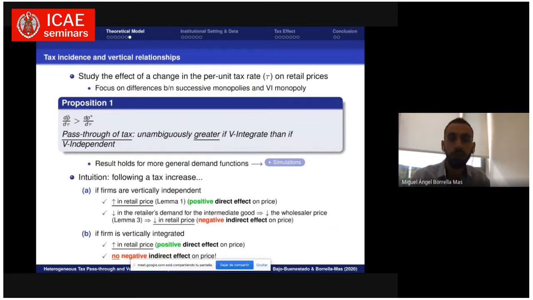Basically, following a tax hike, if firms are vertically independent, we have a positive direct effect on the price, because there is an increase in the retail price by Lemma 1, but we also have a negative indirect effect on the price. It's because the decrease in the retailer's demand for the intermediate goods leads to a decrease in the wholesaler price. When firms are vertically integrated, we have the first positive direct effect, but we don't have the second indirect effect. This is because the upstream division of the vertically integrated firm does not modify or re-optimize the price charged to the downstream division, as a monopolistic wholesaler independent from the retailer would. And this is basically what we want to study in our empirical application.